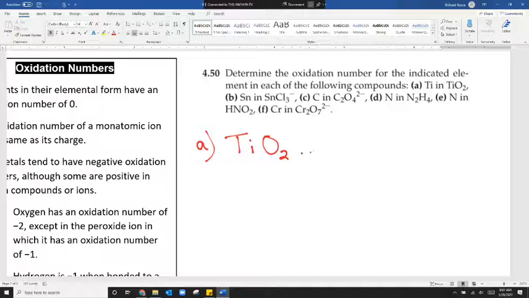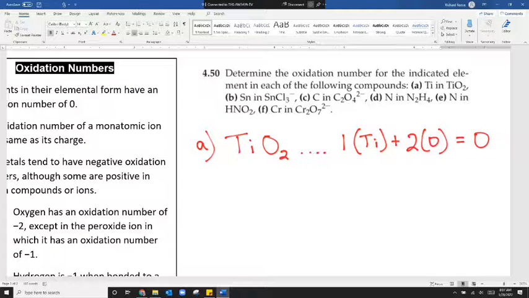If I want to show my work for how I'm doing this, just to get the technique down, this compound has 1 titanium plus how many oxygens are in this compound? 2. 2 oxygens. And this is a neutral compound. There's not a charge shown to it. It's not a polyatomic ion. So I need to add this together to get to 0.